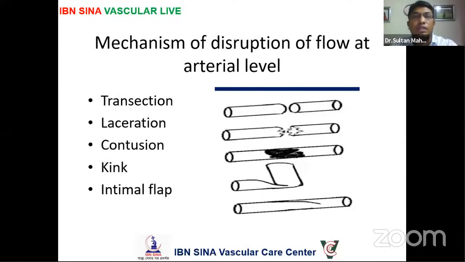Disruption of flow in the arterial level. Mostly transection, laceration, contusion, kink, and intimal flap.